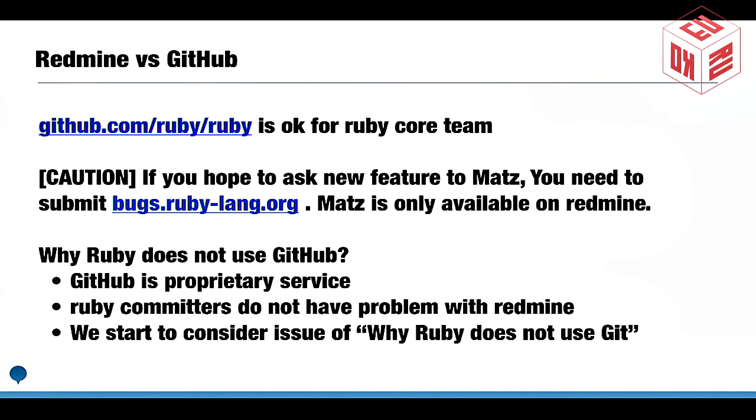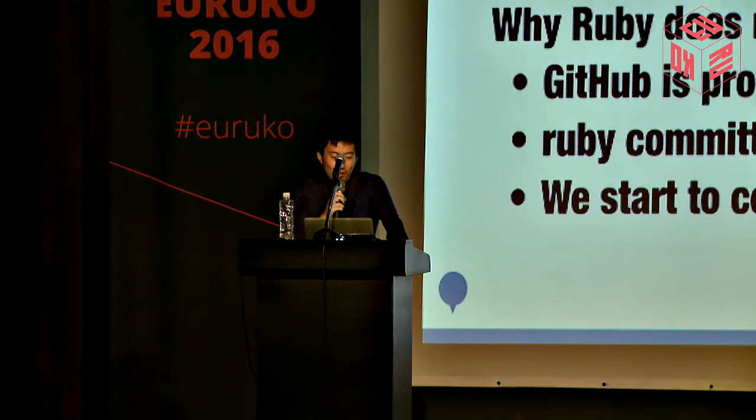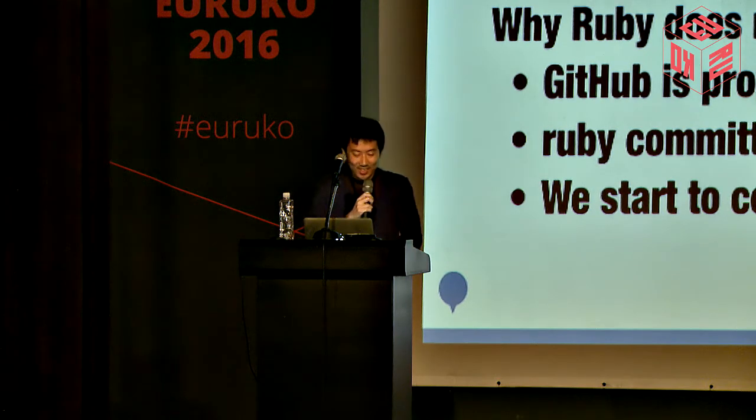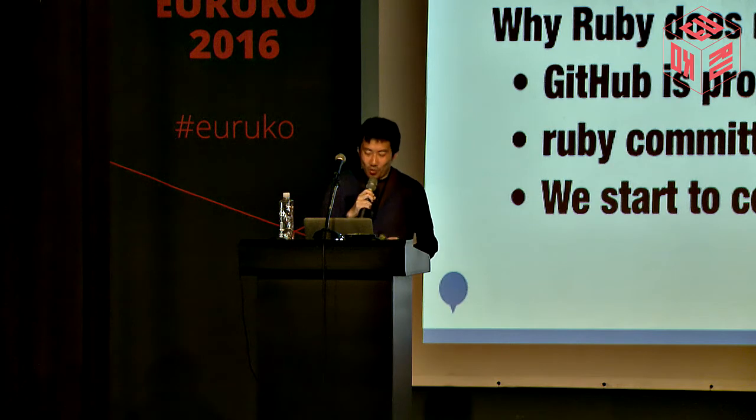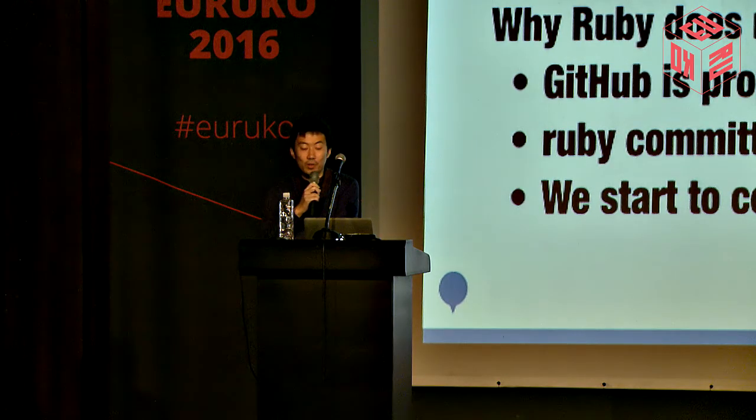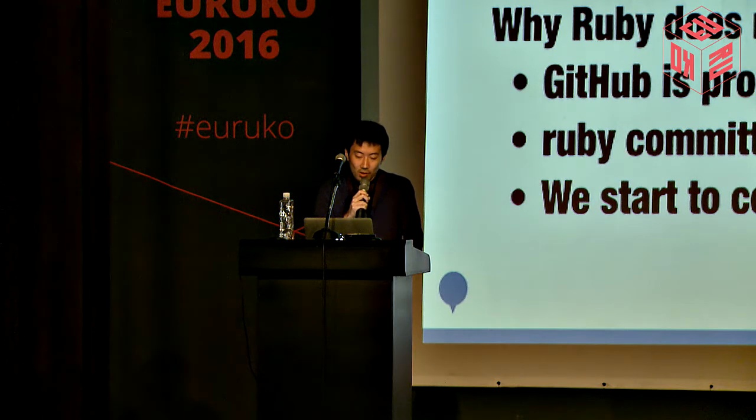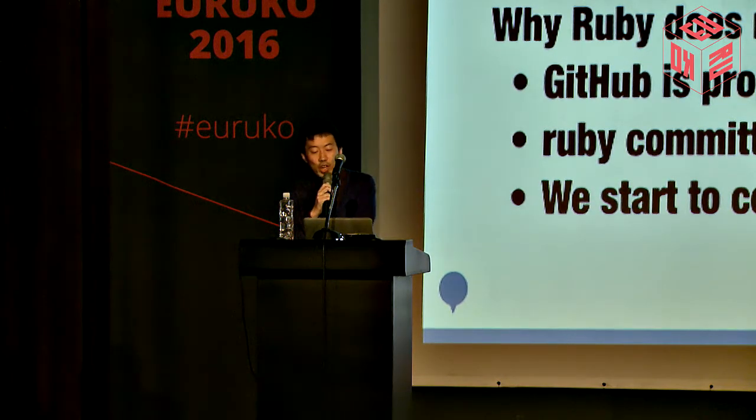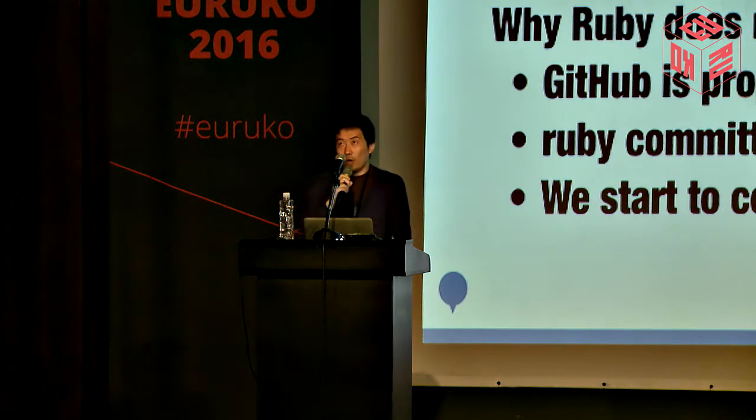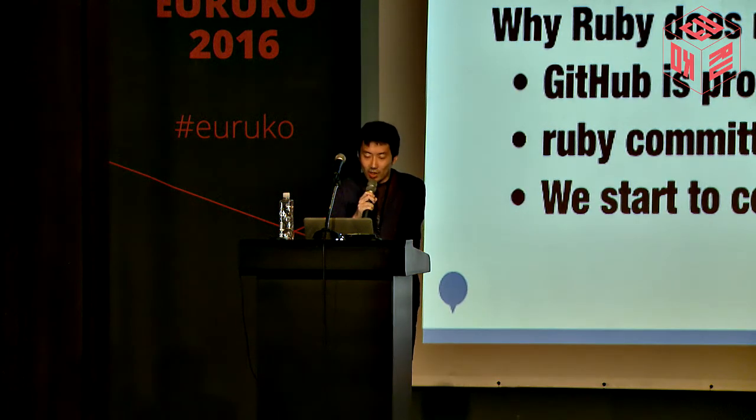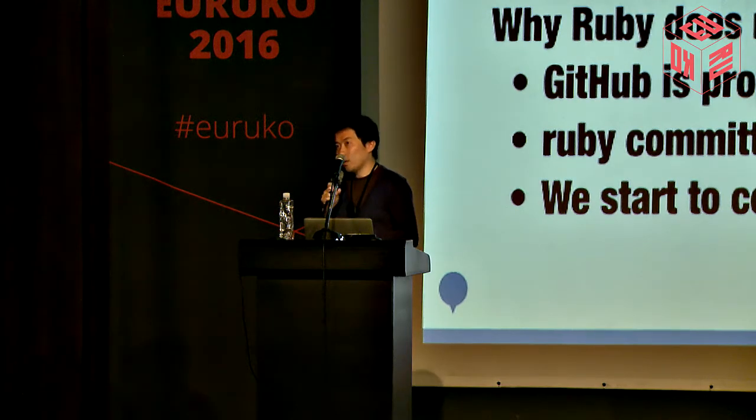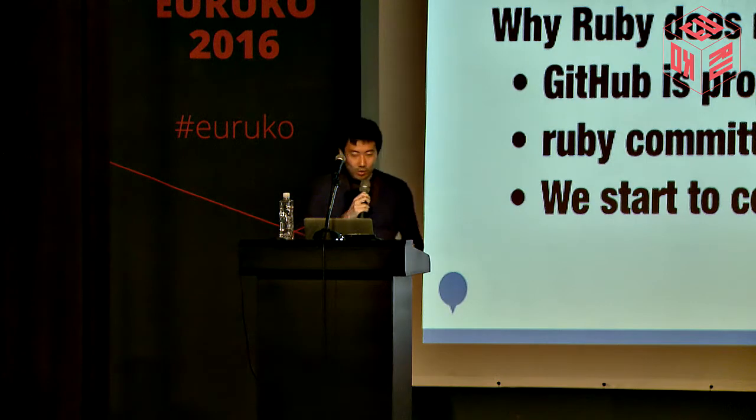So why does the Ruby core team use GitHub mainly? It is because Matz is only available over Redmine, not available on GitHub. So we started to consider why the Ruby core team does not use Git. It contains many issues, like the toolchain of release management, the build environment, development resources, and more, and announcing to all Ruby committers is too hard. But I started to consider migrating from SVN to a Git repository. Please wait for our goals.